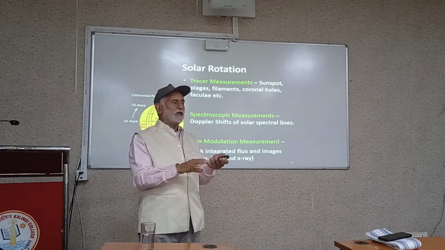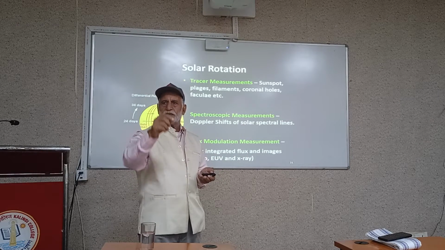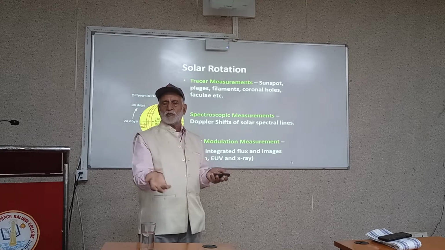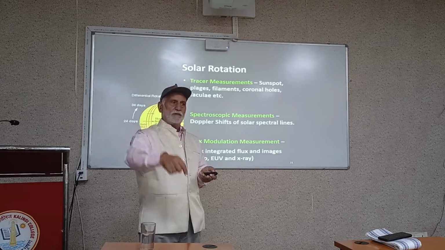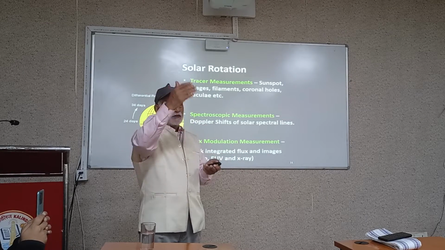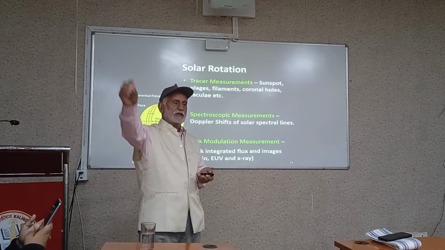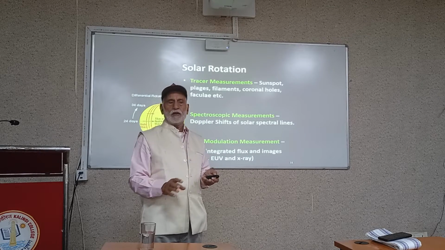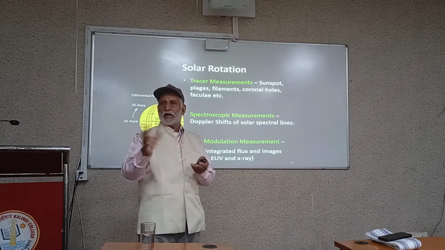Because of the local radio noise, there will be some variation, but if the noise is less at the station where you are making the measurement, you will very clearly see that there is a 26 or 27 or 30-day variation. The intensity of the radio wave keeps on increasing and decreasing. That is precisely the modulation. But if you measure the rotation from that, it will be slightly crude.